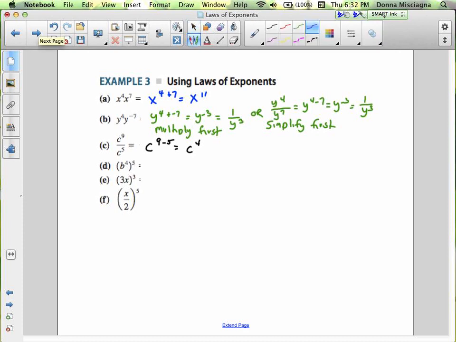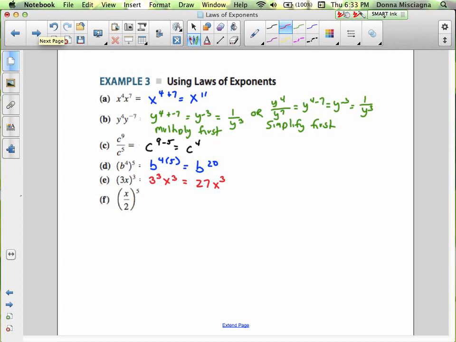If we're raising something with a power to a power, remember we multiply exponents. So b to the 4th raised to the 5th power is the same as b to the 4 times 5 power, or b to the 20th power. If you've got a product being raised to a power, you raise each term in the product to the power. So 3x cubed, all of 3x is cubed, because we have parentheses. That's the same as 3 cubed times x cubed. You should really simplify out 3 cubed. Yeah, it's 27 x cubed.